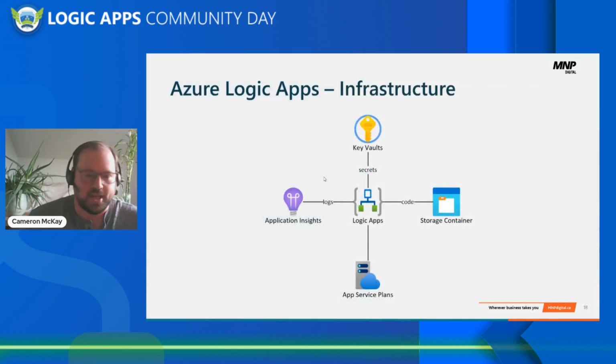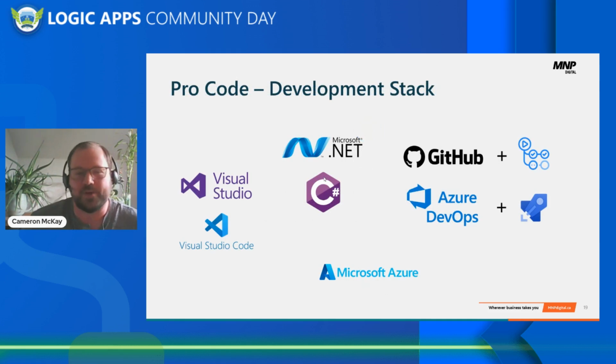So if we look at your basic Logic App infrastructure, so if we're talking about Azure and how this all works and fits together, you have your Logic App in the center. You're going to have a storage account. You're going to have logging with your App Insights. You want to put your secrets in Key Vault, and then you're going to have your App Service plan running underneath.